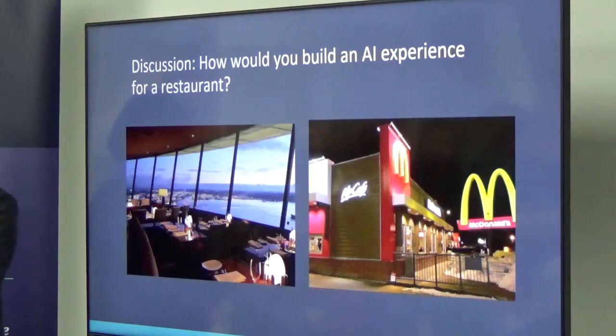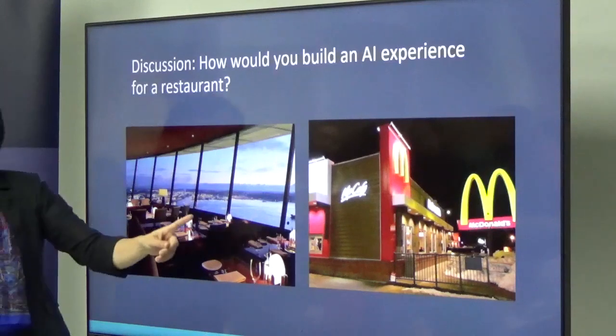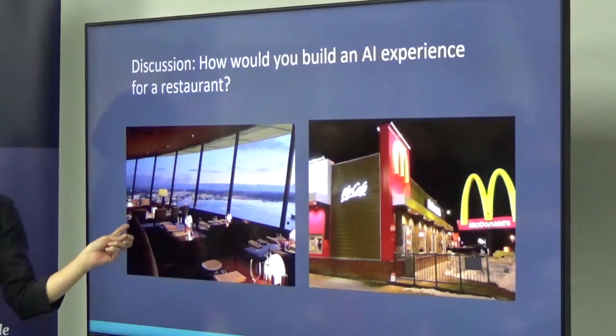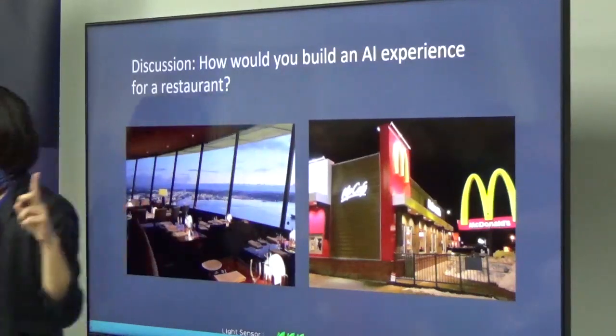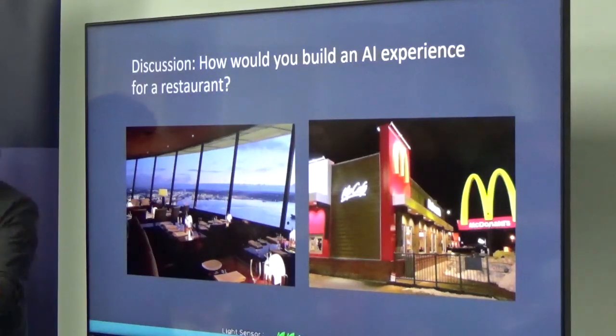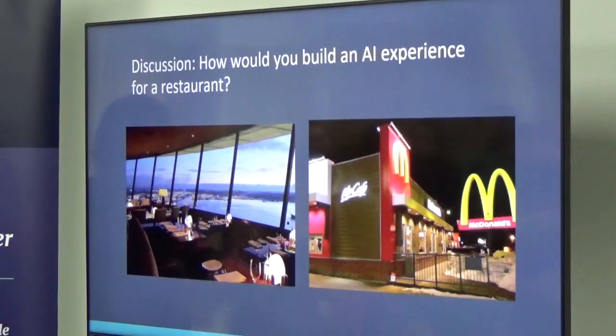Think about it this way: you have a new customer, and this is the Seattle Space Needle restaurant. This is McDonald's. They both come to you, the AI product manager, and say, we want AI, that's it, please help us. Let's say McDonald's comes to you. How would you educate them as a product manager? What questions would you ask them?